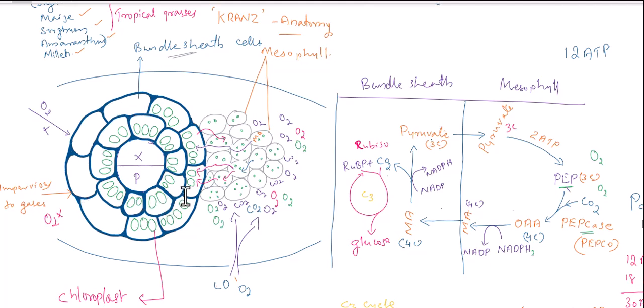Their cell walls are thick and impervious to gases, so it prevents the entry of gases and does not permit the passage of gases into that. This region is totally airtight, so the atmospheric gases cannot enter into these bundle sheath cells. That is one of the important things. And another thing is that here the chloroplasts are large in size.